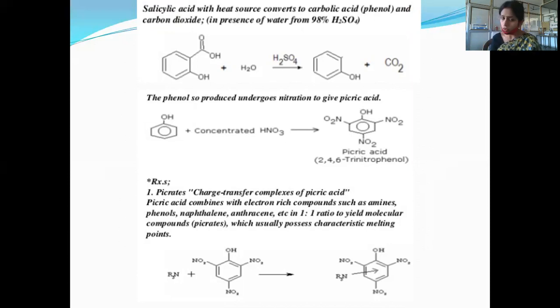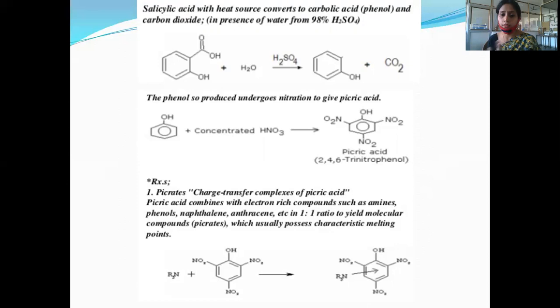Now, a very important property of picric acid is the formation of charge transfer complexes, which we also use during detection of picric acid. Picric acid combines with electron rich compounds. Why? Because there are 3 NO2 groups which are highly electron withdrawing. They withdraw electron density from the benzene ring, making it electron deficient. So an electron rich compound, for example R3N, has a lone pair of electrons on the nitrogen atom, so it is electron rich. It donates its lone pair, forming a coordinate bond.